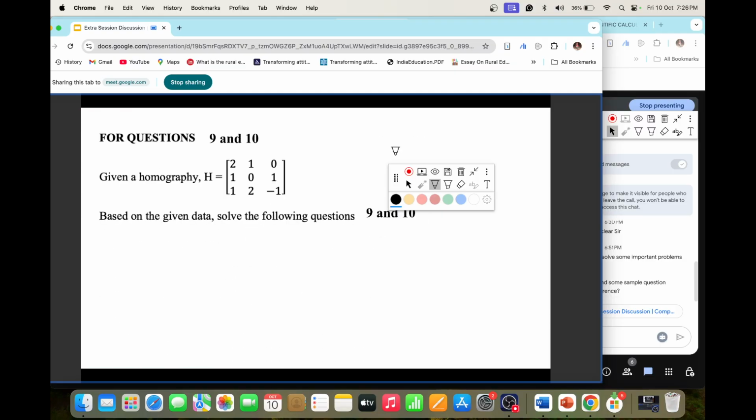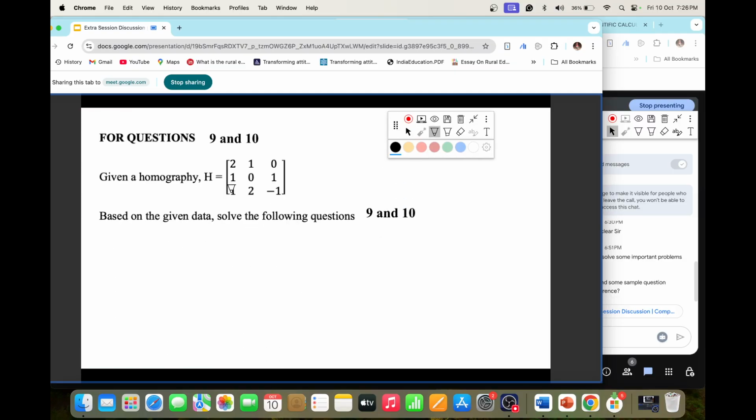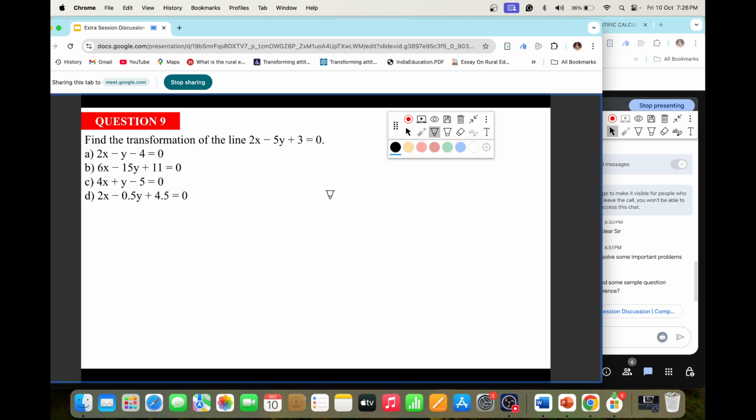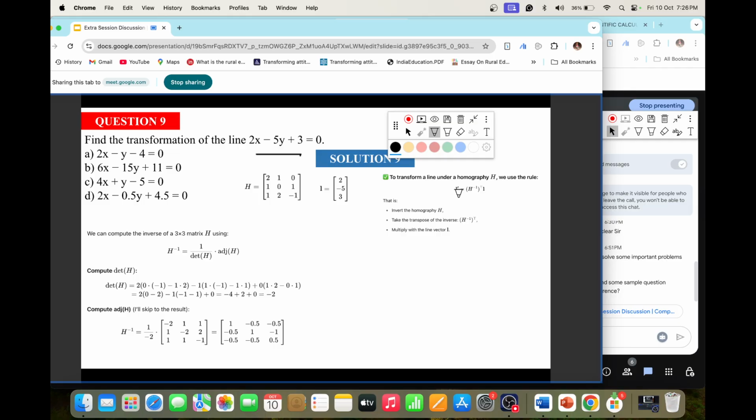And this question 9, given this H matrix, you have to solve this. Find the transformation of the line. Okay, so the line is this, and you have this formula. This is the formula for how you can convert your line from one projective space to another projective space. Just focus on this formula. Similarly, there will be a formula for a point also. Okay, and this is the formula for a line.